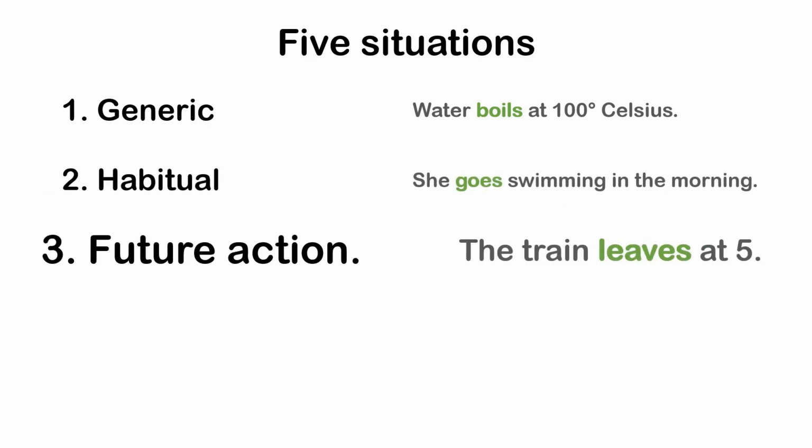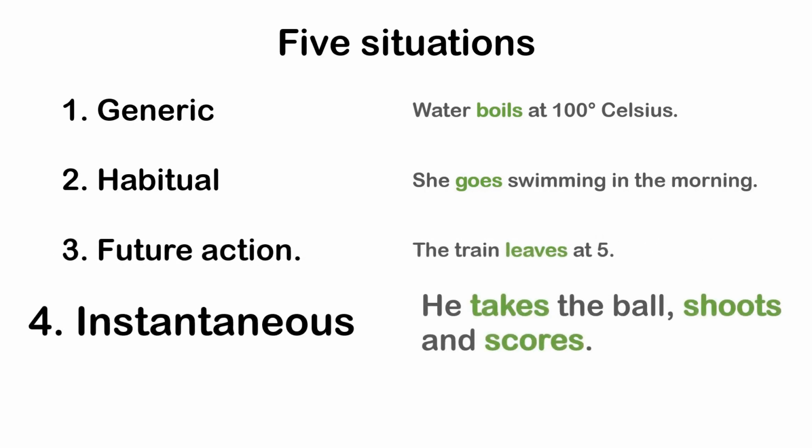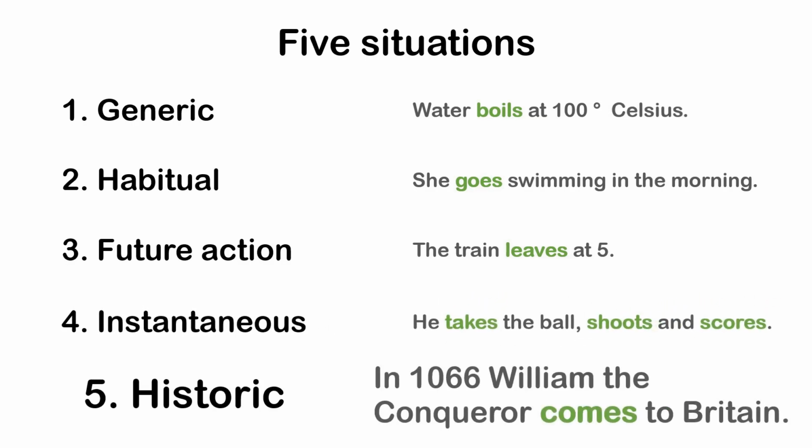Future action. This refers only to official schedules. The train leaves at 5. The instantaneous value. This one is used when you want to speak fast about what is happening. It is mostly used in cooking shows and in sports commentaries. He takes the ball, shoots, and scores. And the historic value. Remember, this value is used only to make things more interesting. In 1066, William the Conqueror comes to Britain.